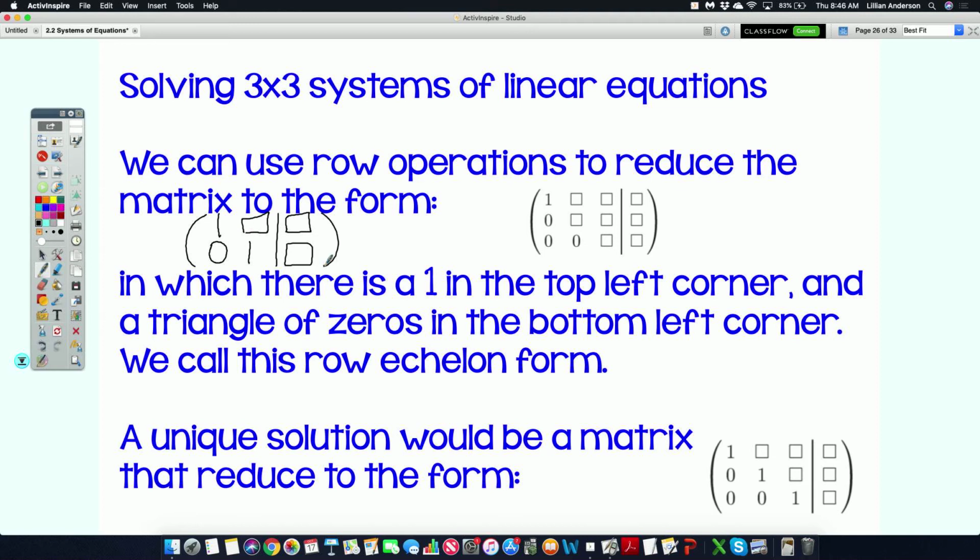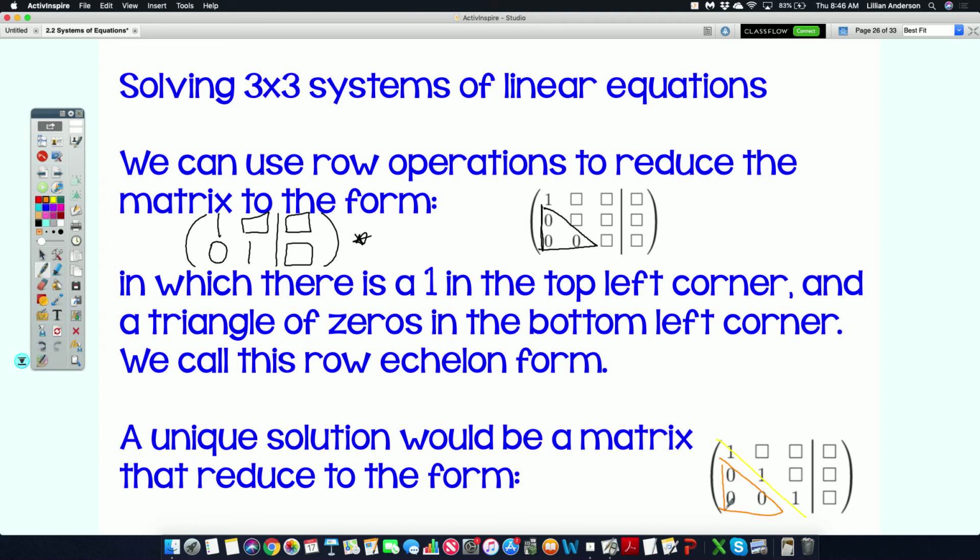You still want zeros in your bottom corner, but this time since it's a 3 by 3, it's basically in this bottom triangle where you want zeros. Okay? So there's a 1 in the top left corner and a triangle of zeros in the bottom left corner. Okay, it's called row echelon form. A unique solution would be where you have ones in that diagonal, very similar to a 2 by 2. This time it's just a 3 by 3, where you have the ones in a diagonal produce a unique solution, and you still have your triangle of zeros.